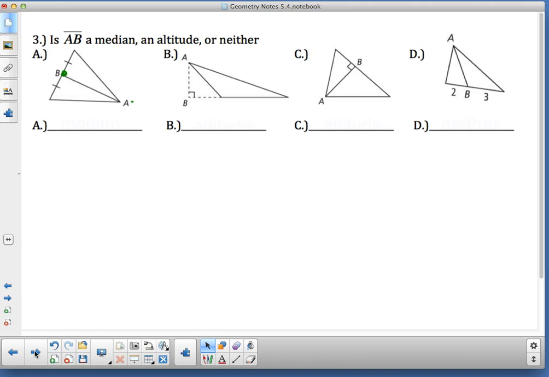So we've got this thing going on. This is a midpoint. B is the midpoint. They tell us that pretty much by making those markings. Going to a vertex, it's got to be a median. Remember my definition of an altitude: an altitude is the perpendicular distance from a base to the vertex, or a line that contains the base.